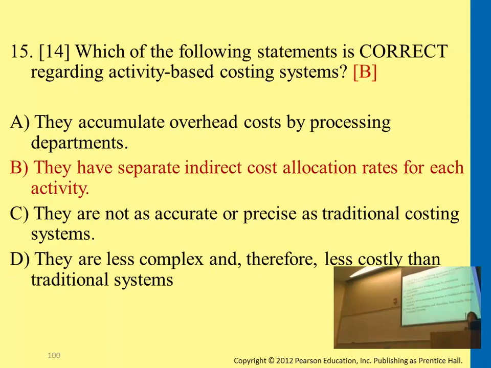So they have separate indirect cost allocation rates for each type of activity. Remember, this is the core of ABC, activity-based. We want to not just have one single allocation rate, but multiple ones.